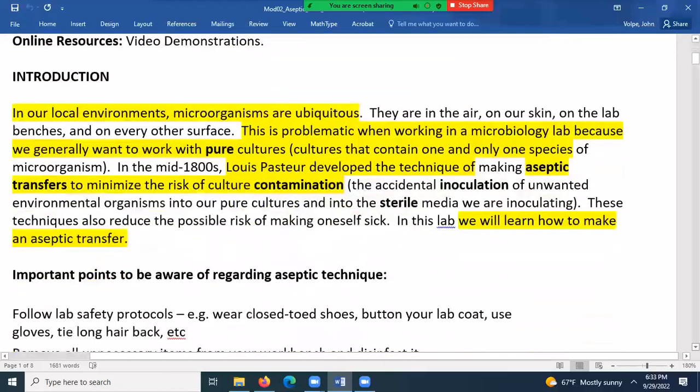In our local environment, you should know that microorganisms are ubiquitous, meaning that they're essentially everywhere. This is problematic when working in a microbiology lab because we generally want to work with pure cultures, a culture that contains one and only one species of microorganism. The technique for getting a pure culture was developed in the mid-1800s by Louis Pasteur, and he also developed the technique for making an aseptic transfer to minimize the risk of culture contamination.